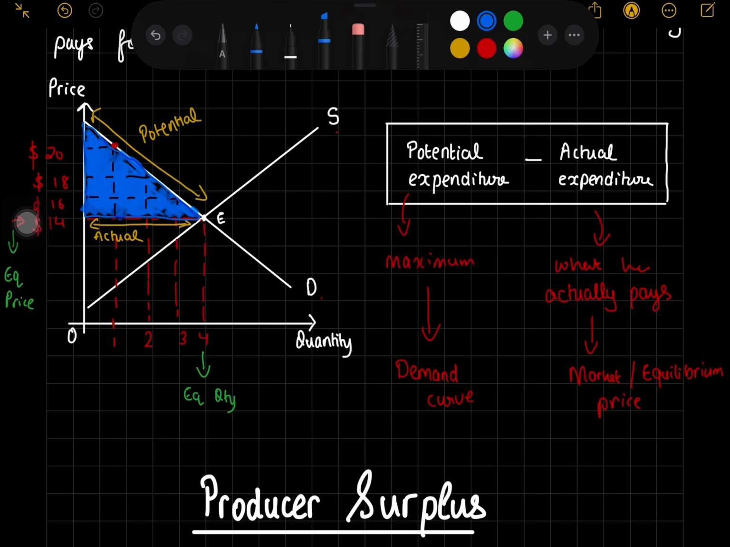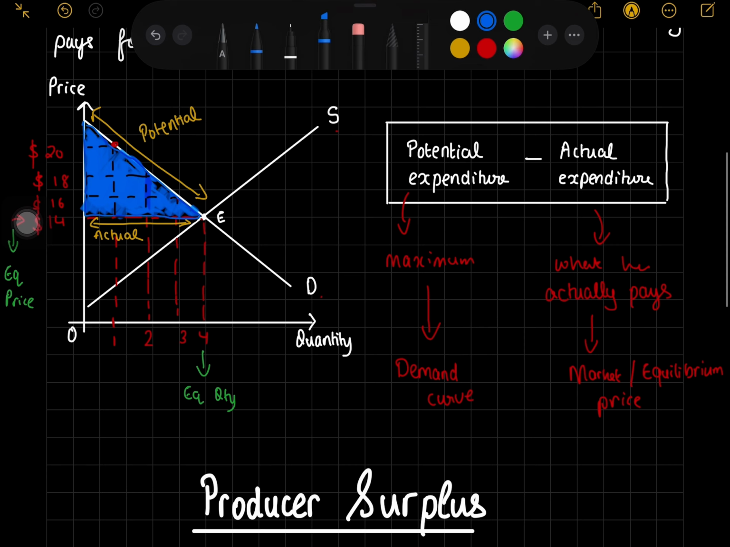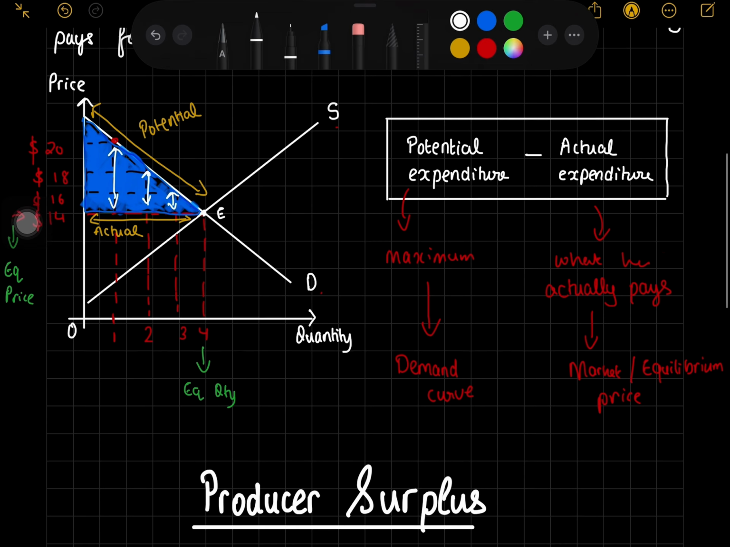Let's see again. For the first unit, he has the ability to pay $20. Let's say the producer increases the price to $16. He is still willing to pay $20, so he'll still have a consumer surplus, right? For the second unit, he's willing to pay $18. He benefits from this much. Here, from this much. At this point, there's no longer a consumer surplus, right?